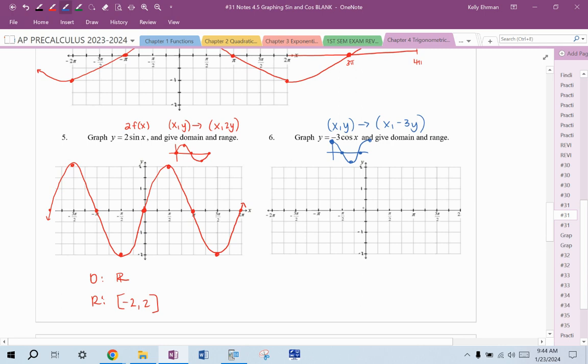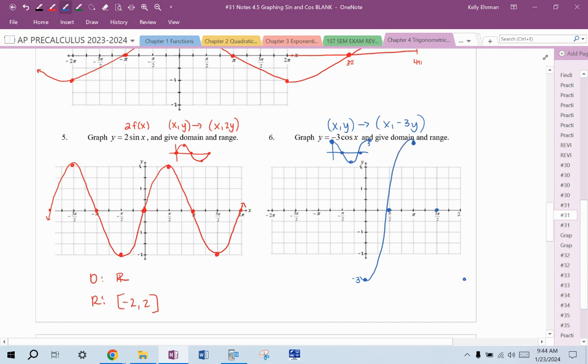So at 0, instead of starting at 1, we're going to multiply that by -3. So I guess I'm off the graph a bit. At pi over 2, we're hitting 0. 0 times negative 3 is still 0. At pi, we're normally at negative 1, so at pi, we're going to be at 3. Let's just estimate that to be up here. And then at 3 pi over 2, back to 0. At 2 pi, negative 3.